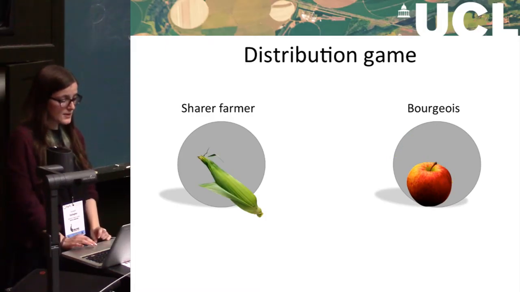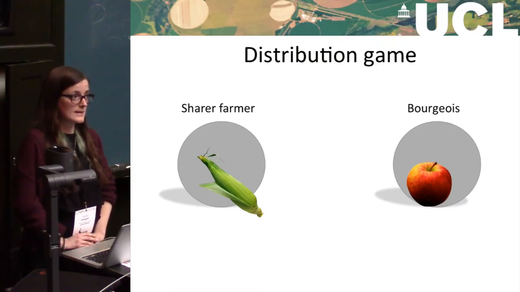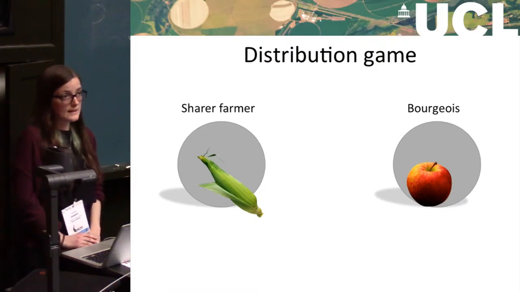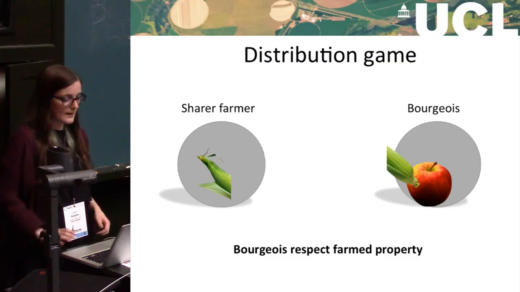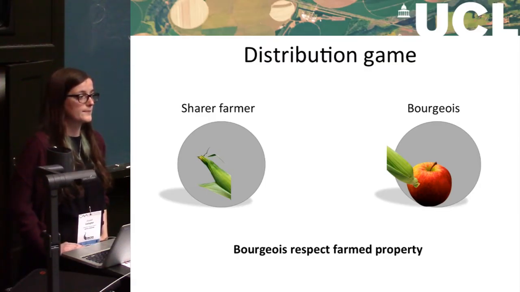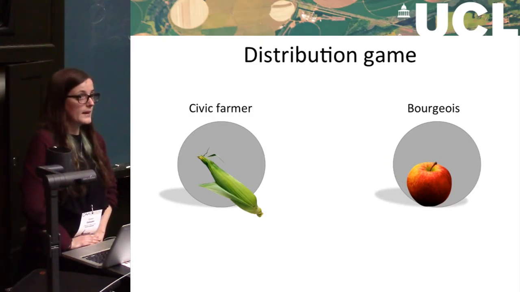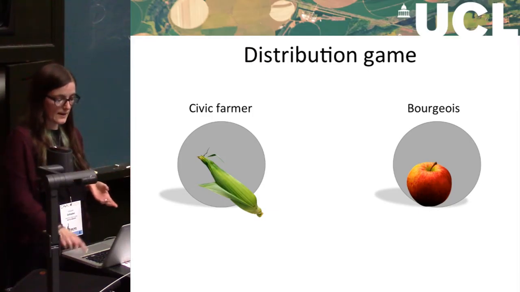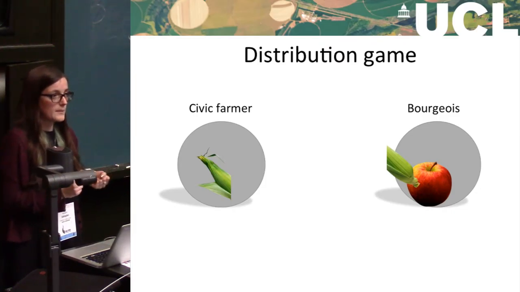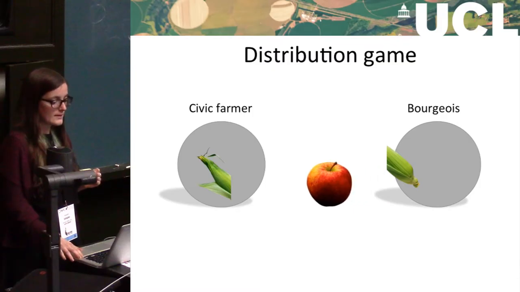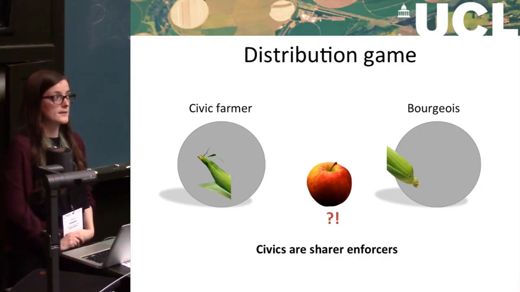However, if the sharer is a farmer, the bourgeois respects the fact that that food is farmed and doesn't try to steal it. But the sharer is still happy to share, so they share it. And like before, the bourgeois keeps its own apple. So the key thing here is that bourgeois respect farm property. And if the bourgeois is interacting with a civic farmer, again, it doesn't try to steal and the civic is happy to share. But when the bourgeois says no, I'm keeping all my apple, the civic farmer really doesn't like that and there's a contest over the apple. And the key thing is that civics are sharer enforcers.